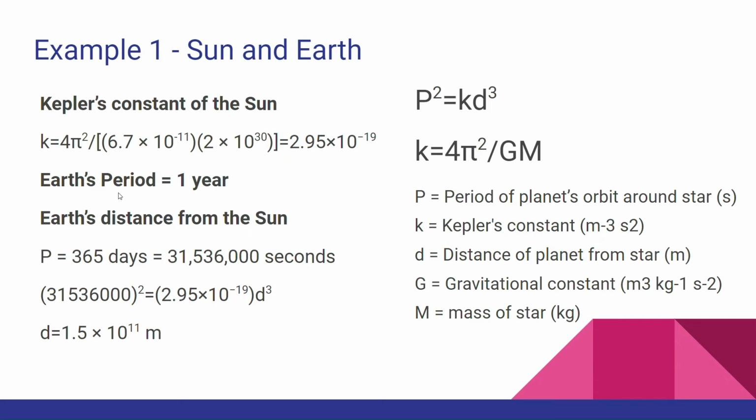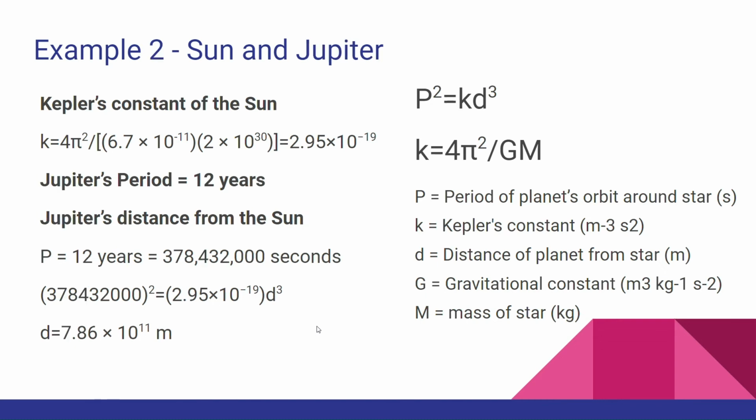So we know the Earth's period is 1 year. However, to use Kepler's equation, we're going to have to convert this to seconds. So 365 days converted to seconds is 31,536,000 seconds. Now we can plug this value in for the period, plug our Kepler's constant in for K, solve for D, and you'll get the distance, which is 1.5 times 10 to the 11 meters. Or you could say it's 150 million kilometers, which is the distance of the Earth from the Sun.